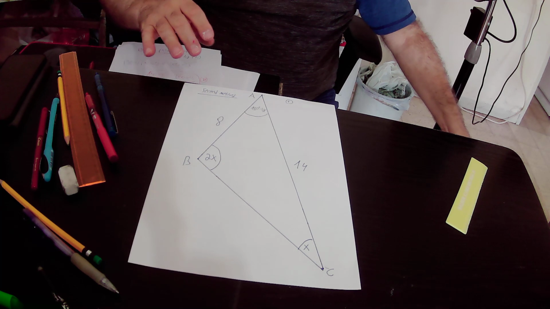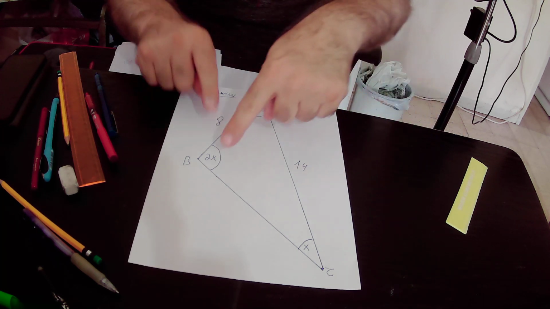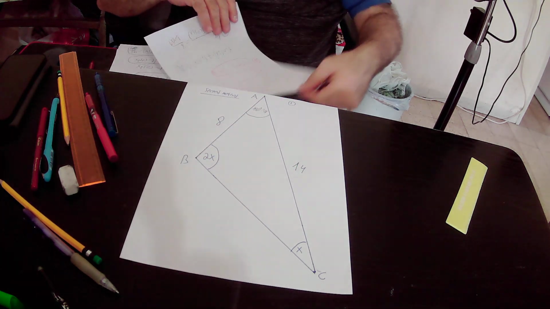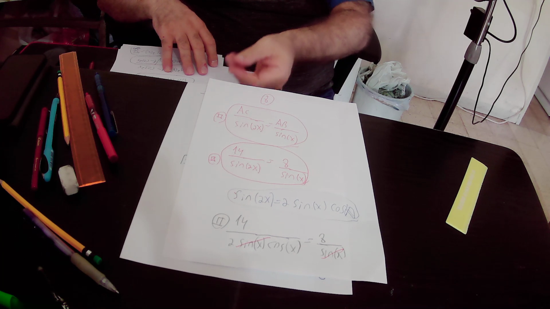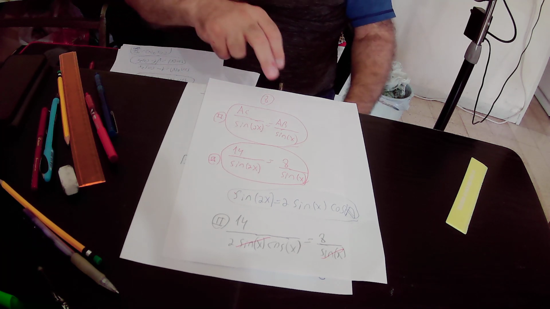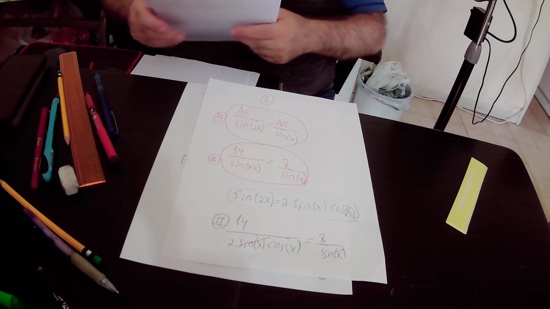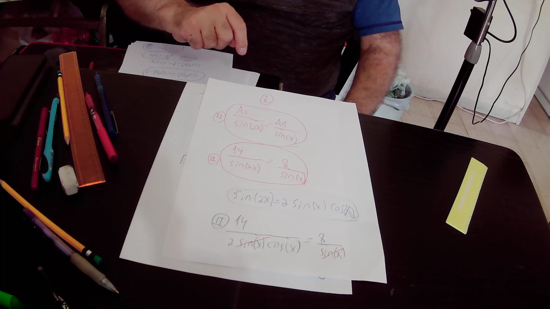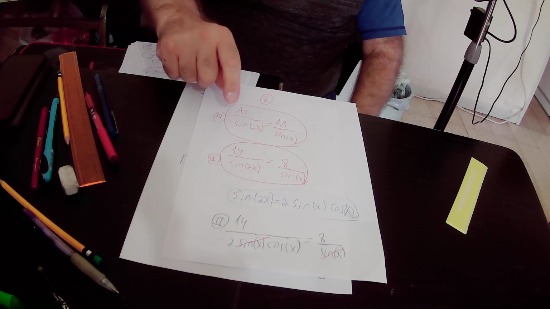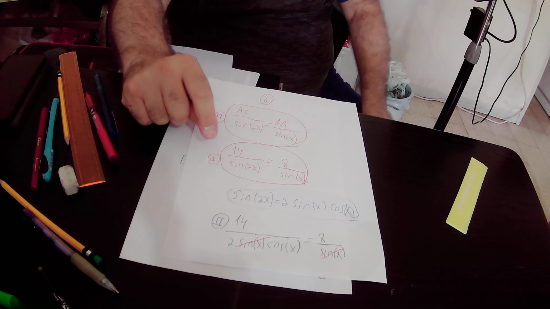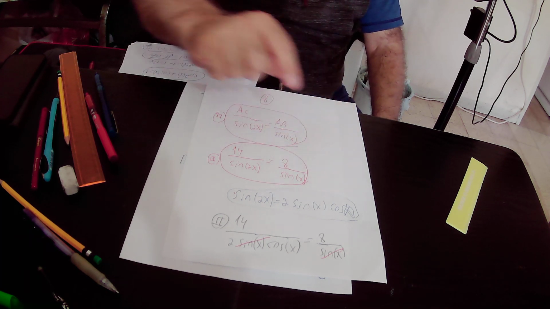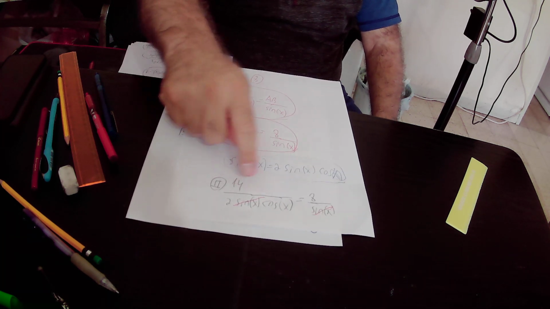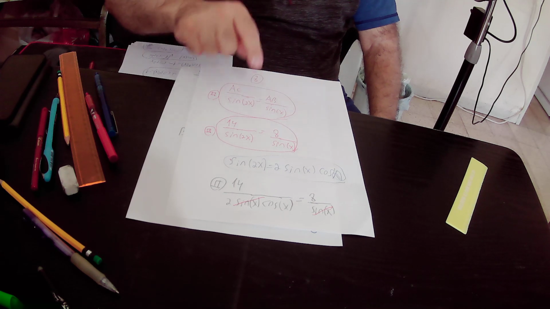ABC. According to the law of sines, AC over sine 2x will be equal to AB over sine x. Okay, but we know that AC equals 14 units and AB equals 8 units. And we have the trigonometric identity that states that sine 2x equals 2 sine x cosine x. So we can substitute sine 2x by 2 sine x cosine x according to this trigonometric identity.